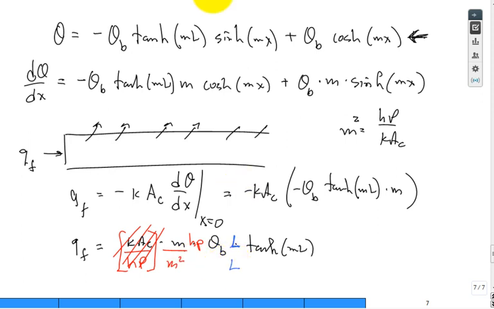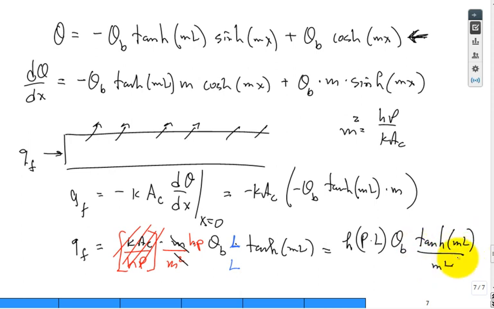One of these m's cancel. I'm going to have an mL in the denominator. And so what we're going to have is an h from this h right there. We have the perimeter times L. We're going to have theta b at the base, hyperbolic tangent of mL divided by mL. Bad looking mL.